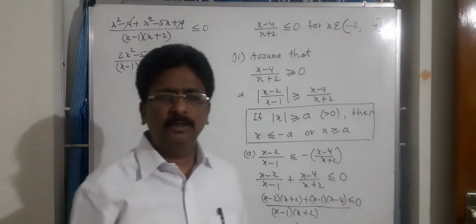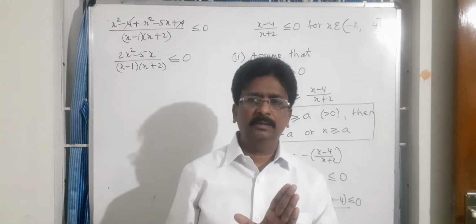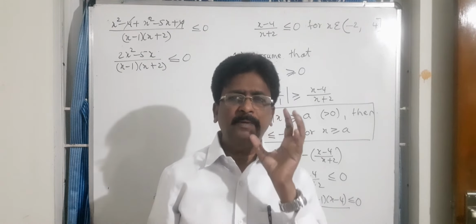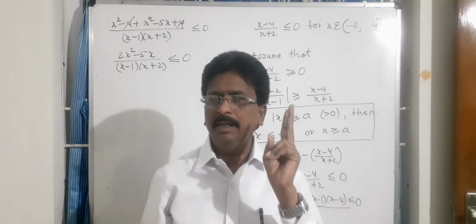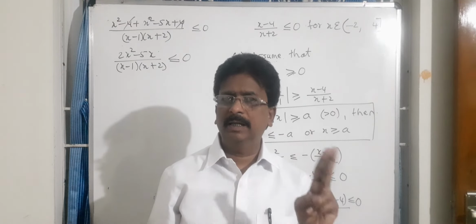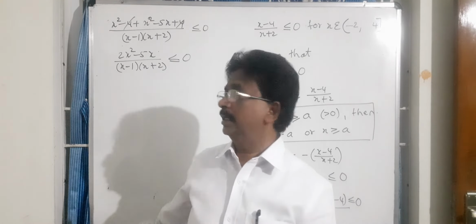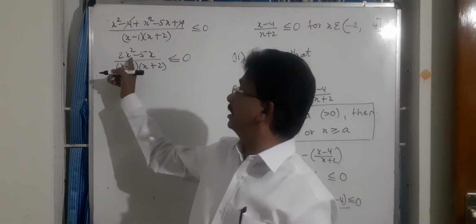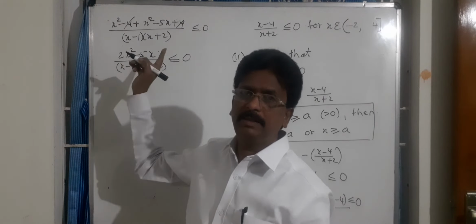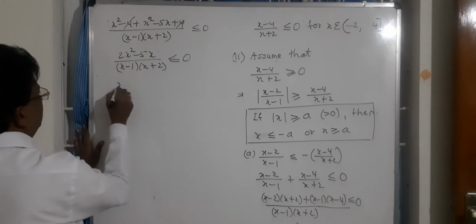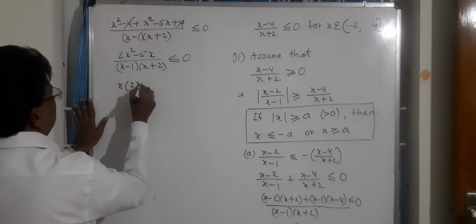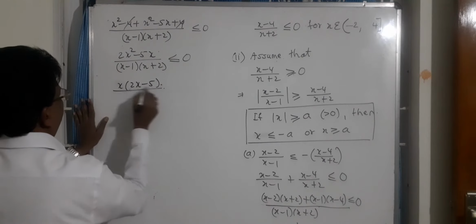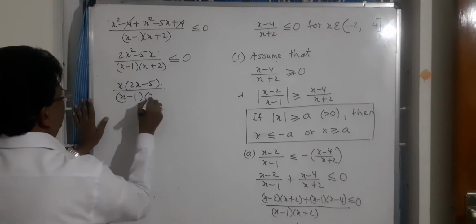To find the solution set of this inequation, we have to obtain the numerator and denominator as a product of linear factors. That is why we have to take x as the common factor here. x is common. So x into (2x minus 5) divided by (x minus 1) into (x plus 2).